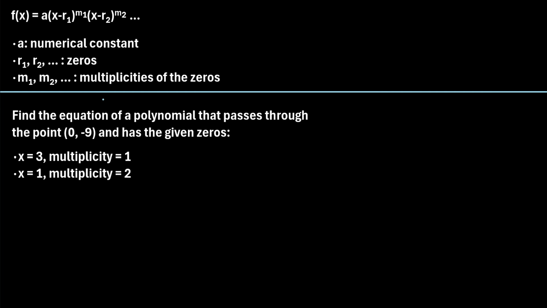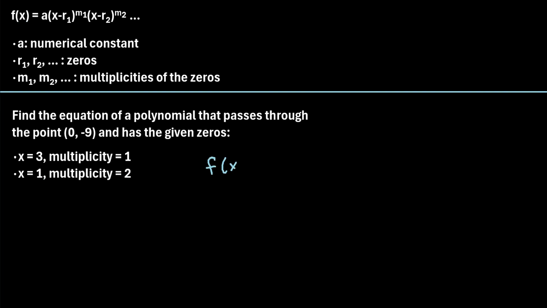This one says, find the equation of a polynomial that passes through the point (0, negative 9) and has the given zeros. The first zero is at x equals 3, and it has a multiplicity of 1, and the next zero is x equals 1, and it has a multiplicity of 2. So according to this formula up here, here's what we can write.